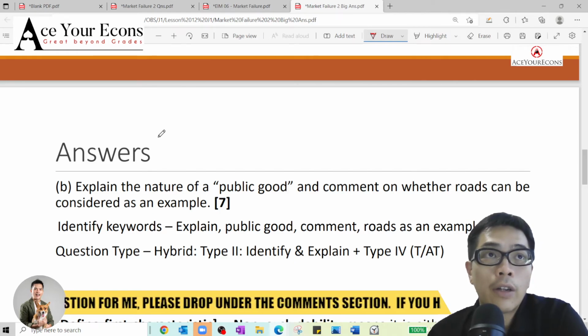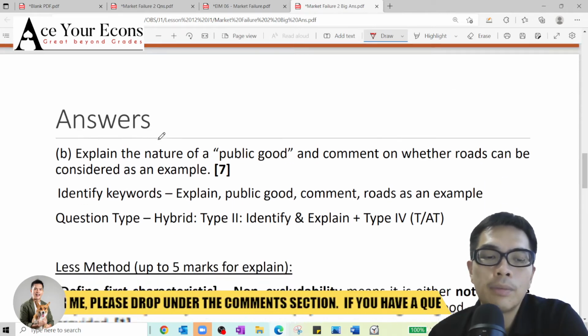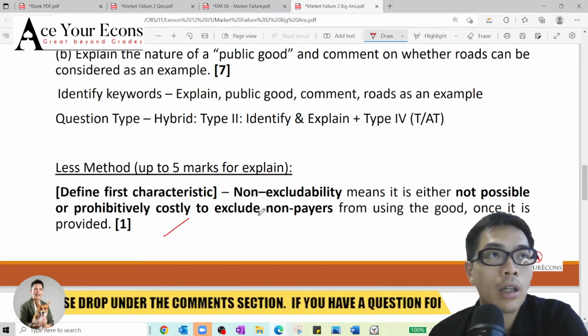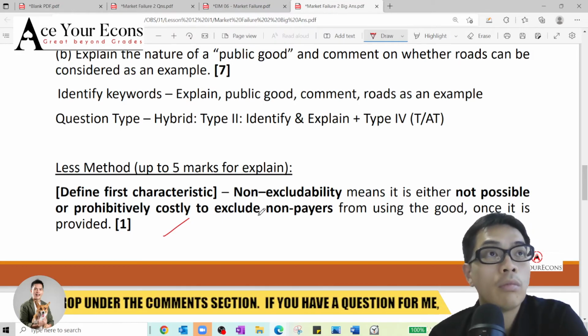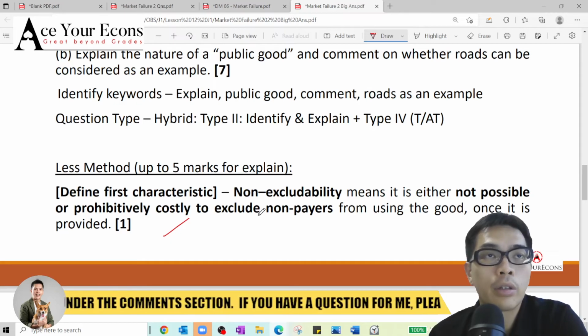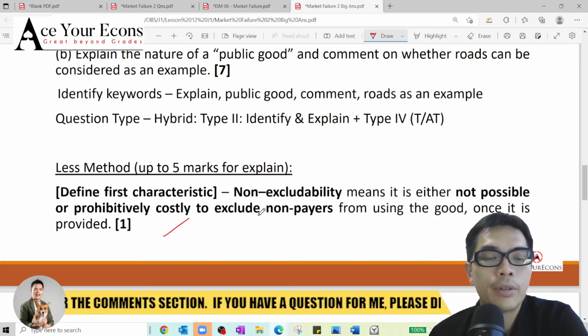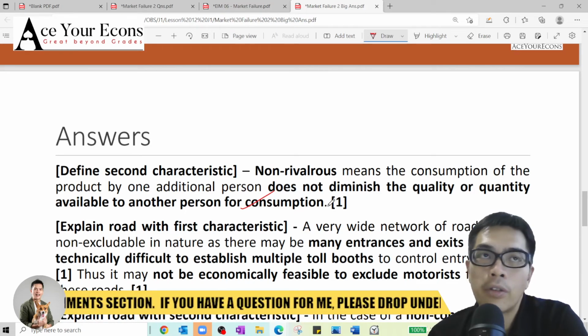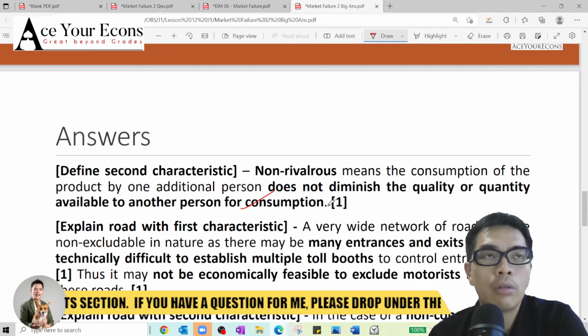Right, so earlier on I've given you an outline. Let's see whether there is an adherence to the outline. First mark, define what is non-excludability. So long as you follow the book, you should be more or less right. Second mark, define what is non-rivalrous. If you follow the book, you will be more or less right as well.